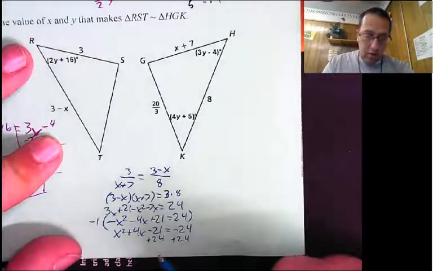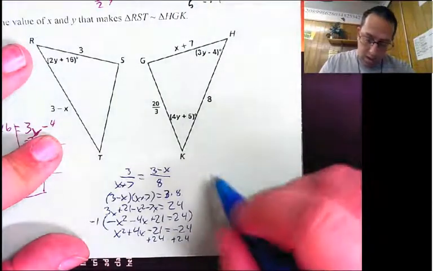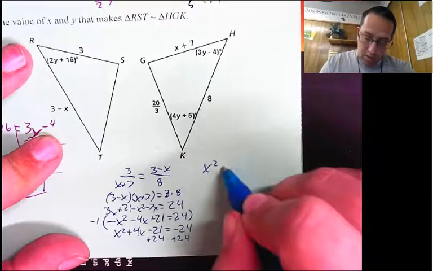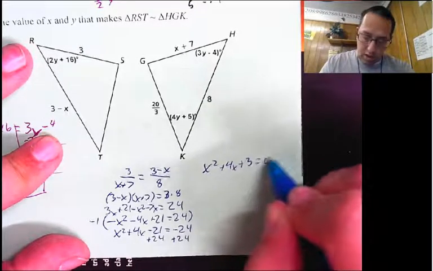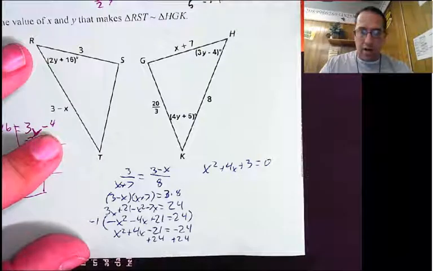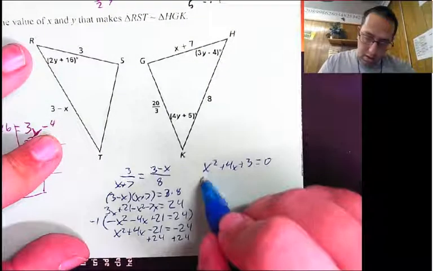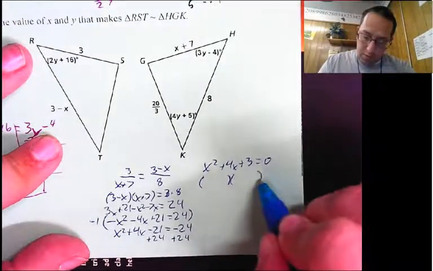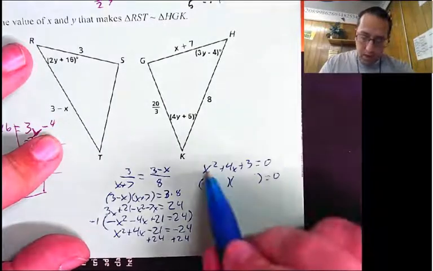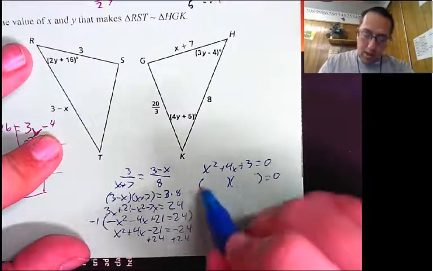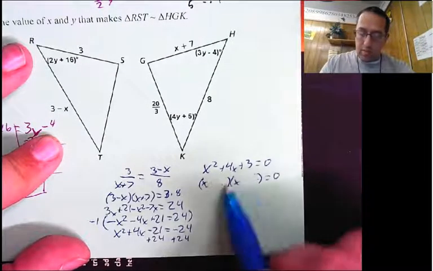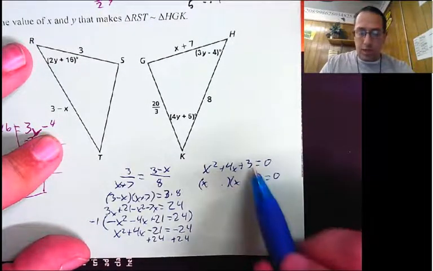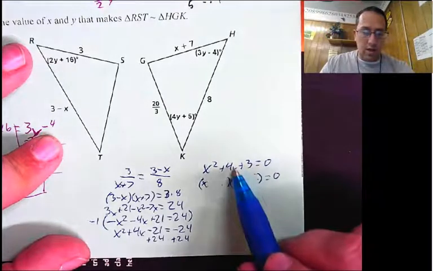And I am running out of room, so I'm going to come up here. And that gives me x squared plus 4x plus 3 equals 0. And now I can factor this. So I'm going to put my parentheses here, equals 0. I have x squared at the beginning, so I'm going to have x times x. And now to remember this back number, these are numbers that multiply to equal 3, add to get 4.